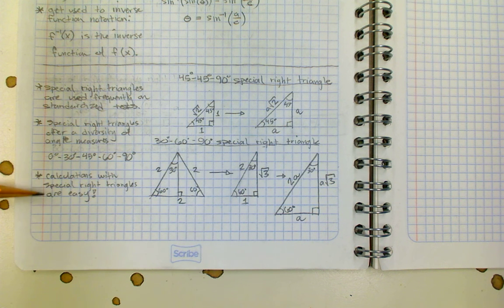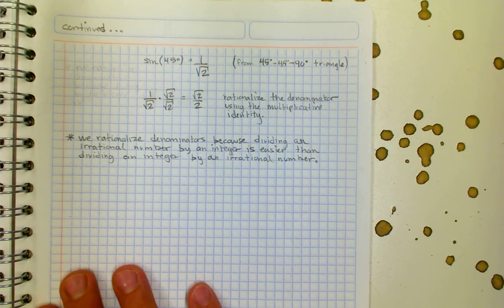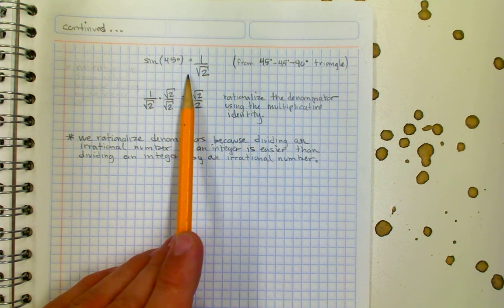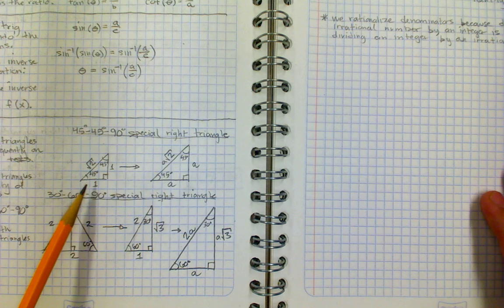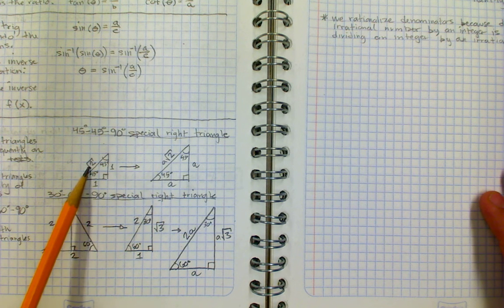And like I said earlier, calculations, particularly trigonometric ratios, are really easy with special right triangles. And we'll do one little example of that here before we finish this video. What I'm going to do is just evaluate the sine of 45 degrees. And if you notice from our 45, 45, 90 triangles over here, the sine of 45 degrees is just the opposite, 1, divided by the hypotenuse, square root of 2.